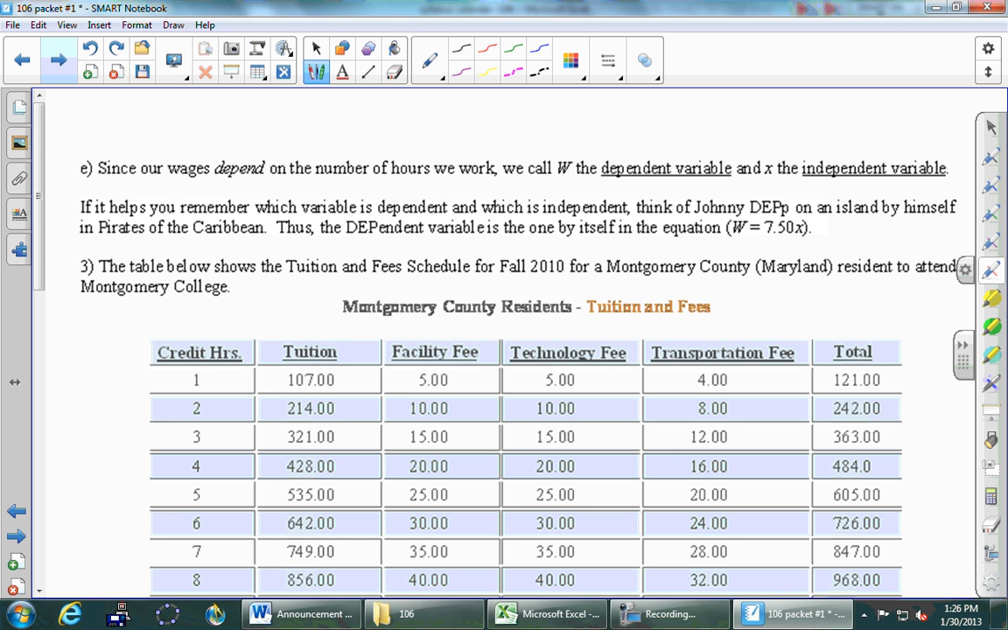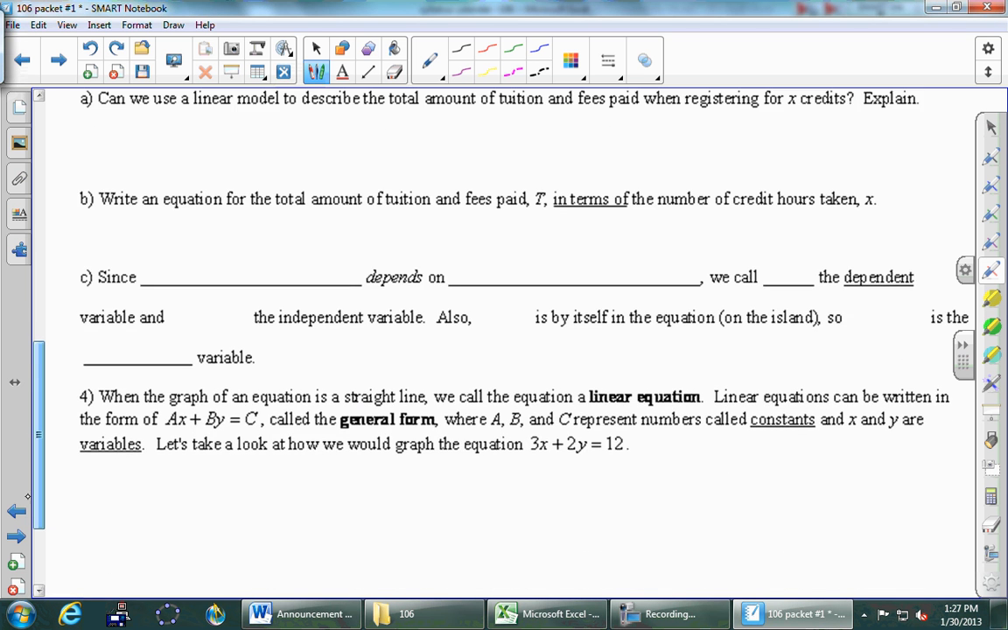Okay, so you've probably seen Pirates of the Caribbean, at least you know the movie, and we know Johnny Depp. So the dependent one, imagine Johnny Depp on this island by himself. The dependent one is the one that is by itself, okay? Johnny Depp, dependent, by itself. So in the equation, W equals 750X, what letter is by itself? Is the W. So the W is like Johnny Depp by himself on an island. The W is the dependent variable. Yes? Yes. Okay.